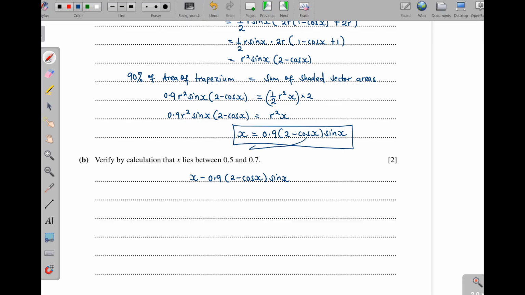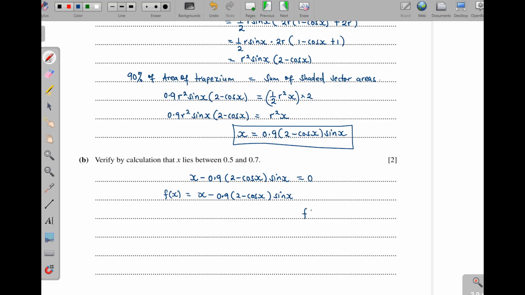So since I've brought this one this side, then this one will be equal to 0. You can bring this one this side, or you take this one this other side, okay? It doesn't matter which one you take. So that means the function of x here is going to be x minus 0.9 times 2 minus the cosine of x, then times the sine of x, okay?